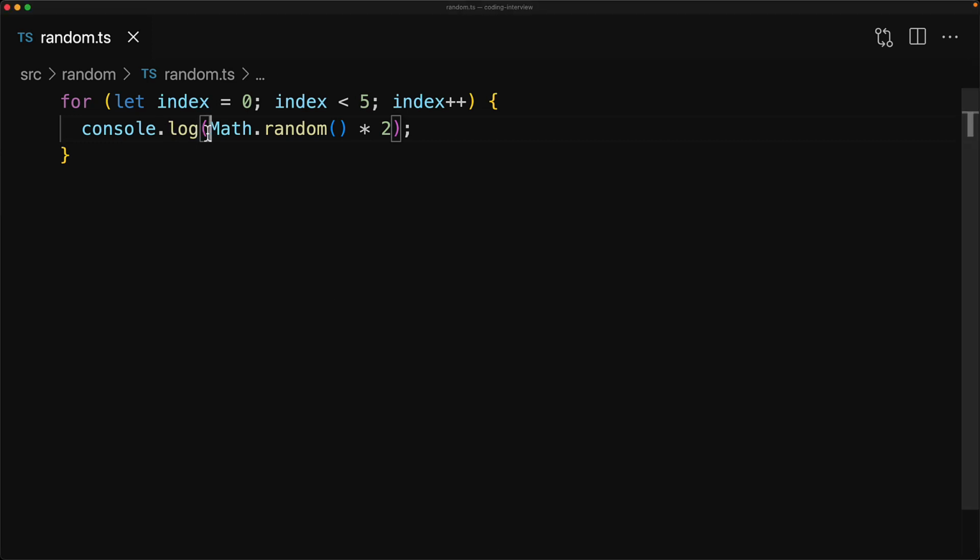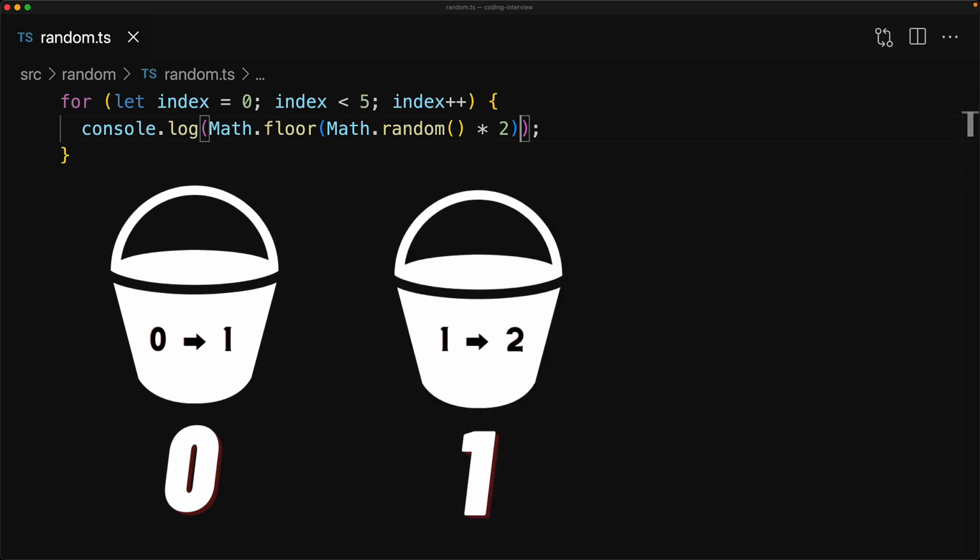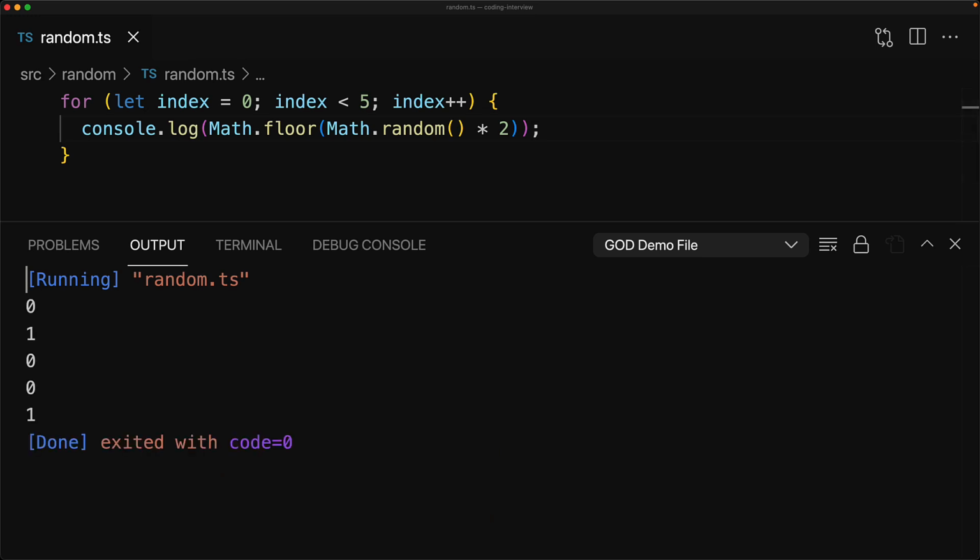Now with this example in mind, if our objective is to get the integers 0 or 1 randomly, we can do that quite easily with this current value by simply using Math.floor, and this will clip the bucket 0 to right before 1 to 0 and clip the bucket 1 to right before 2 to the value 1. And when we run this, this is exactly what we see. Now we're off to a good start.